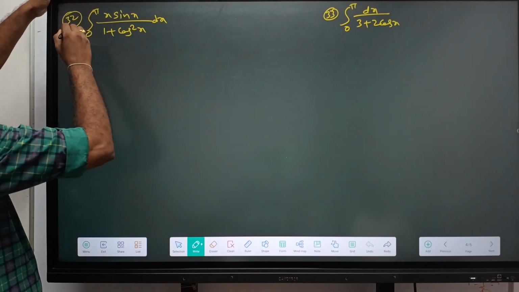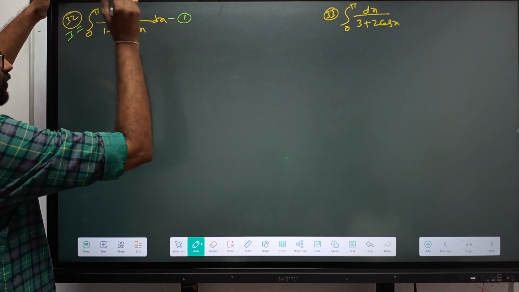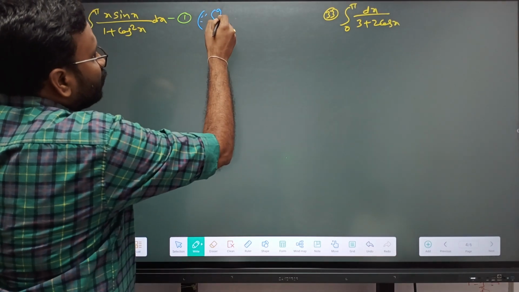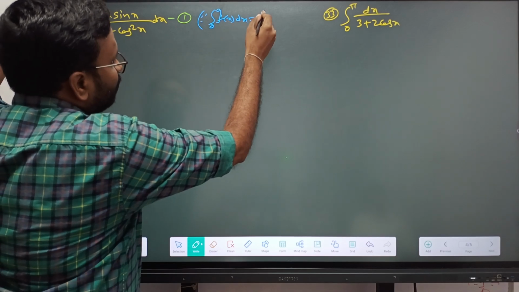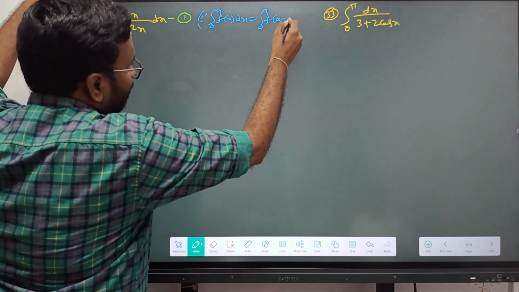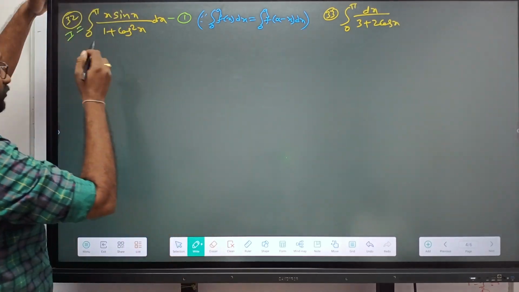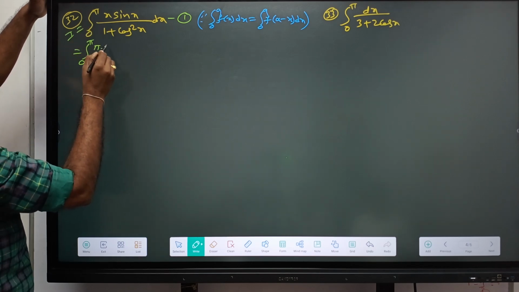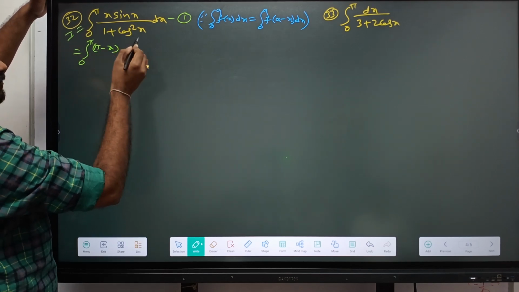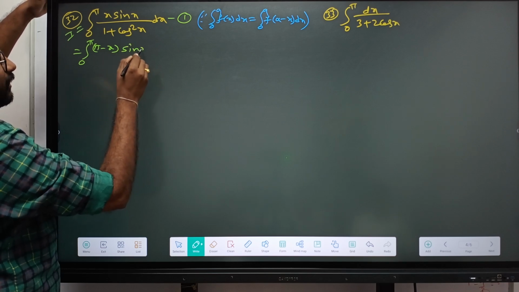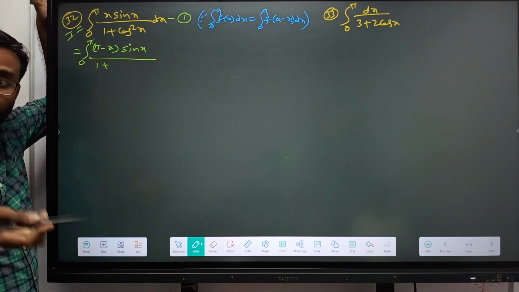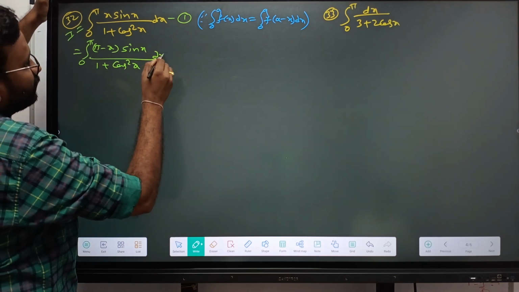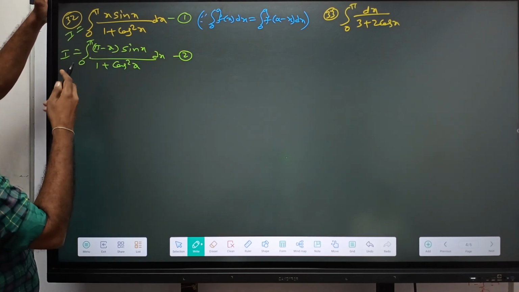0 to pi x sin x by 1 plus cos square x, same process. Let this be equation number 1. So by the property, what is the property? Integral 0 to a f of x dx is equal to integral 0 to a f of a minus x dx. Now substitute that property. 0 to pi, pi minus x, sin of pi minus x, sin 180 minus theta is sin theta only. Sin x by 1 plus cos 180 minus theta is minus cos theta, but the power is even, so you will get the same cos square x into dx. Let this be equation number 2.